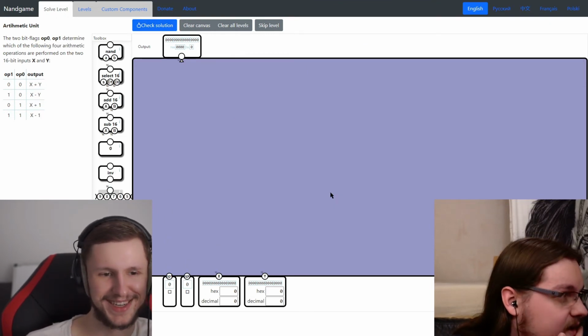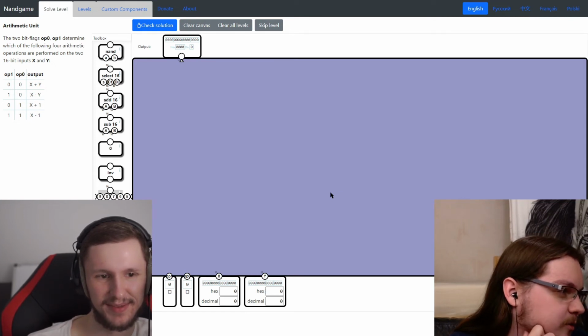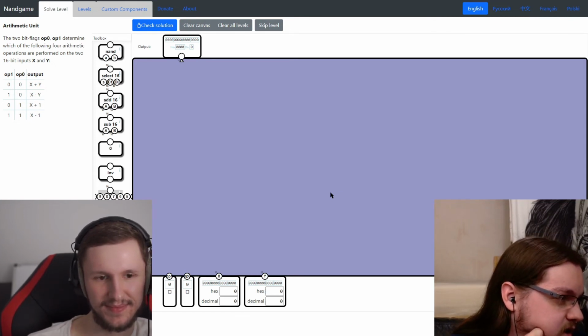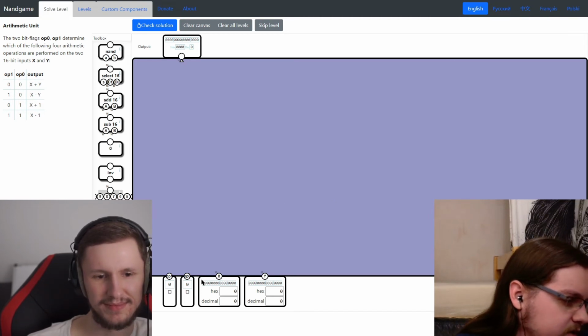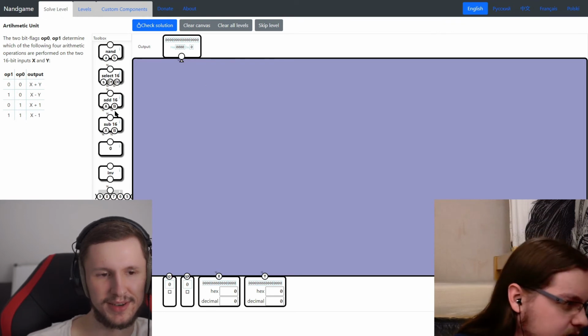Fair enough. The 2-bit flag opcode determines which of the following 4 arithmetic operations are performed on the 2 60-bit inputs. Okay, so we're just doing the sums before. But now... Seems like it.